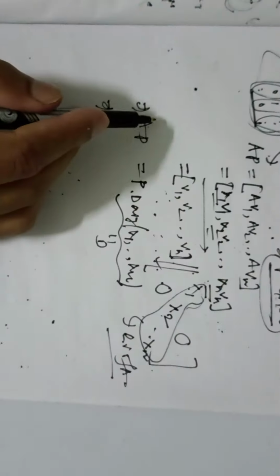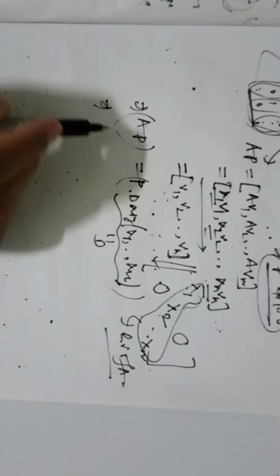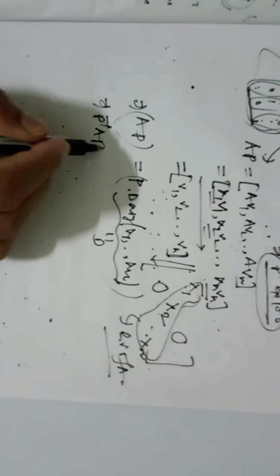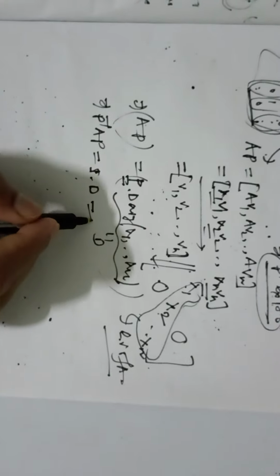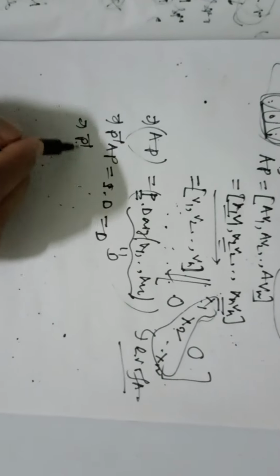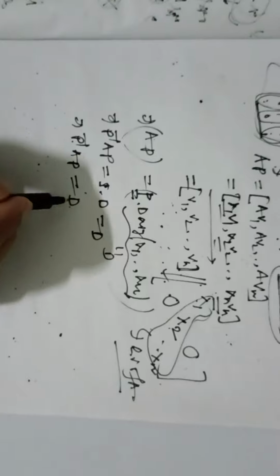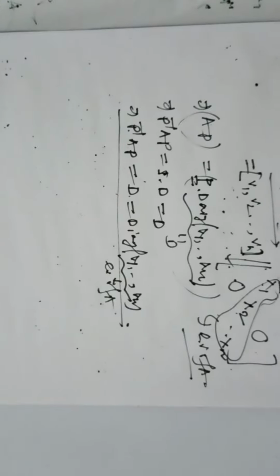And I proved that P is invertible, P inverse exists, so I can operate on both sides, left and right, with P inverse. If you operate with P inverse, you get P inverse P equal to I, so I into D becomes D. So P inverse AP will be D, where D is nothing but a diagonal matrix with the eigenvalues of A. So it automatically implies A is diagonalizable.